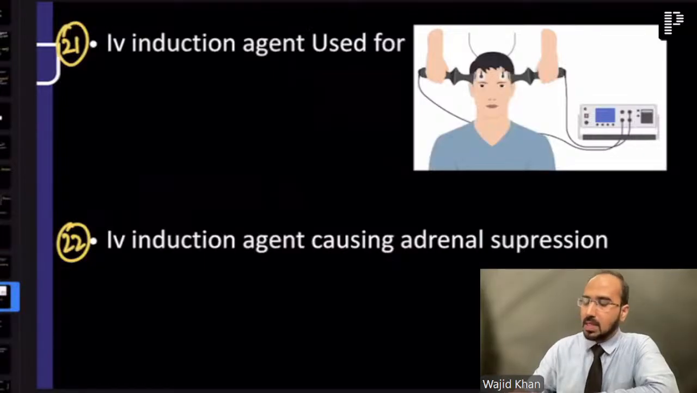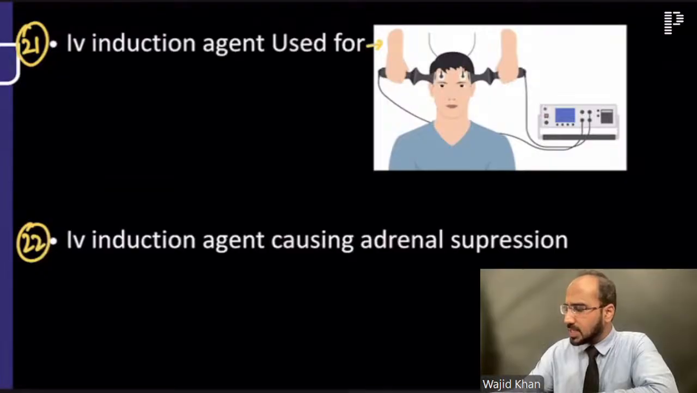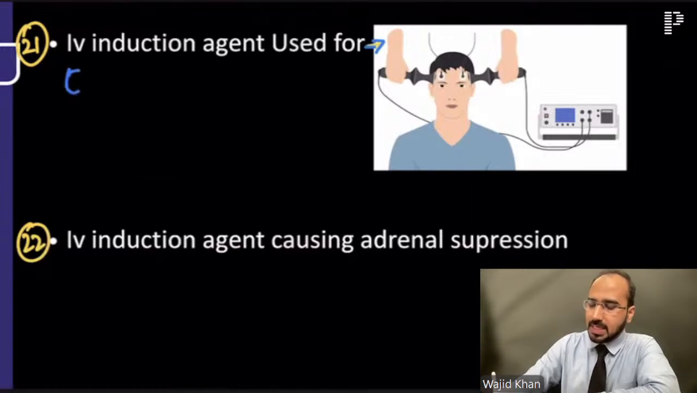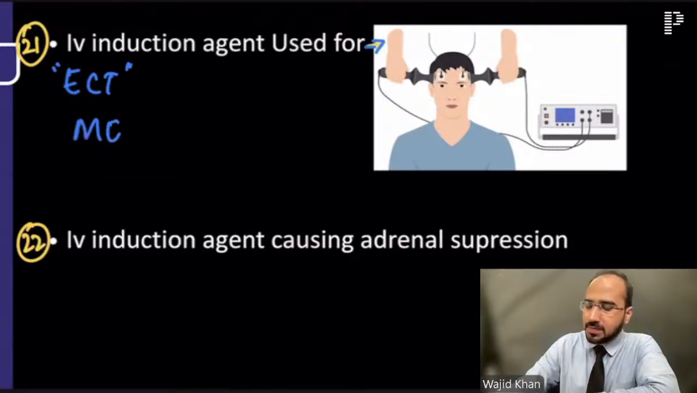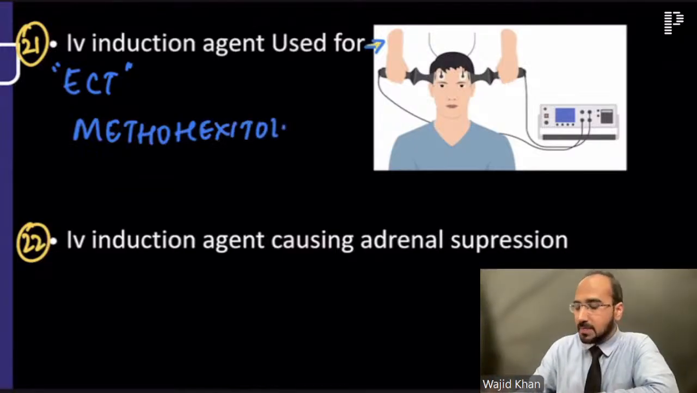Okay? Now, which is the IV induction agent used for this procedure? What is this procedure, guys? Come on, what does this mean? What is being given to the patient? Come on, be fast, guys. This is nothing but ECT. What is ECT? Electroconvulsive therapy. And the IV induction agent of choice for it is methohexital. Very good. Okay. Next, IV induction agent causing adrenal suppression.